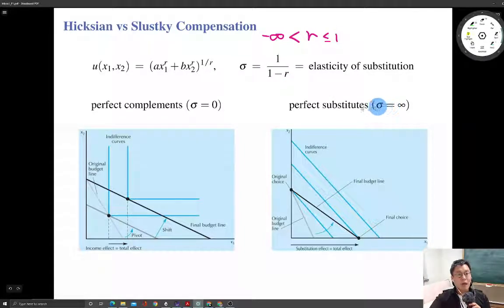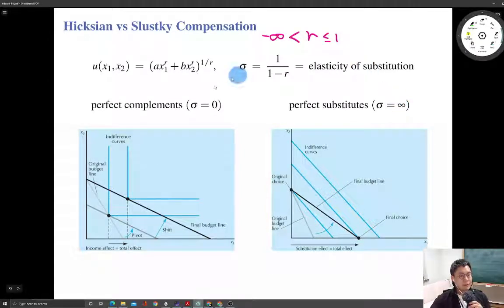That describes the case of perfect substitutes. If R equals 1, you can easily see that the utility function boils down to a linear function, so the indifference curve is linear like this, describing perfect substitutes. At the same time, as R approaches 1, the elasticity of substitution approaches infinity, meaning that the two goods are perfectly substitutable. The elasticity converges to infinity.